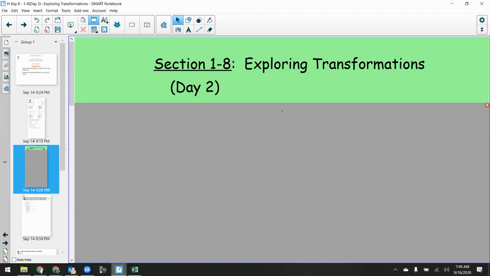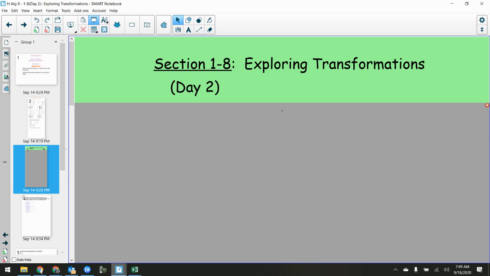Welcome back, everybody. Remember yesterday we were talking about rigid transformations. A rigid transformation is one that preserves congruency, keeping the size and shape of the figure the same, and only changes the orientation or position. So yesterday, those were all rigid transformations.